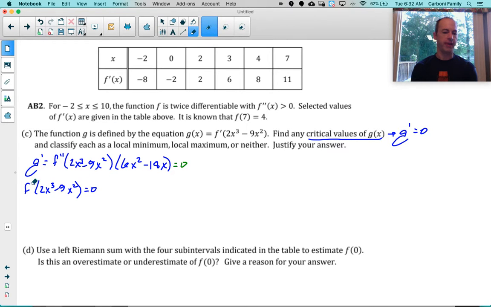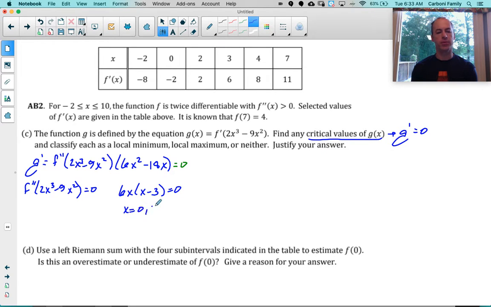And so we will set that equal to 0 and figure out if there's a way to come to any conclusions on that, because our table is actually for f prime. Then we need to set this equal to 0, so we'll factor out a 6x. That'll leave x minus 3 equals 0. The easy solutions: x equals 0 and 3.